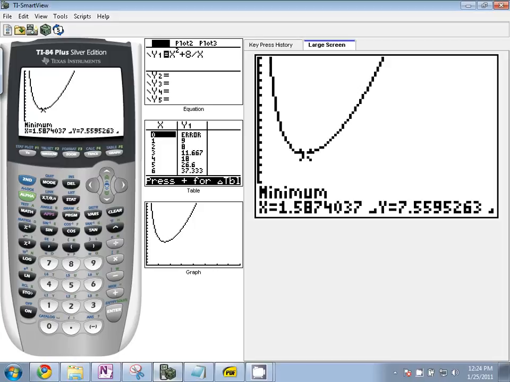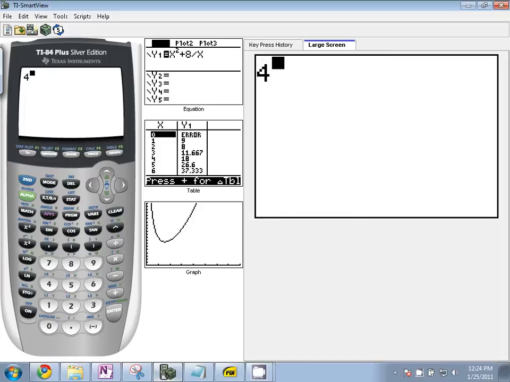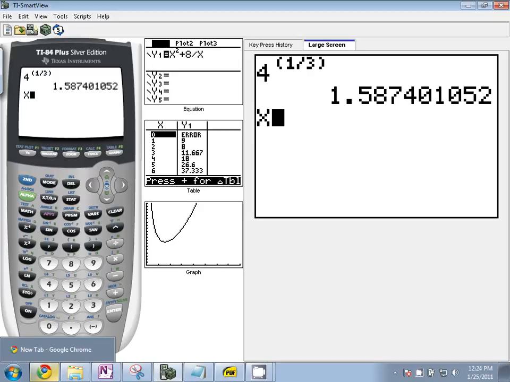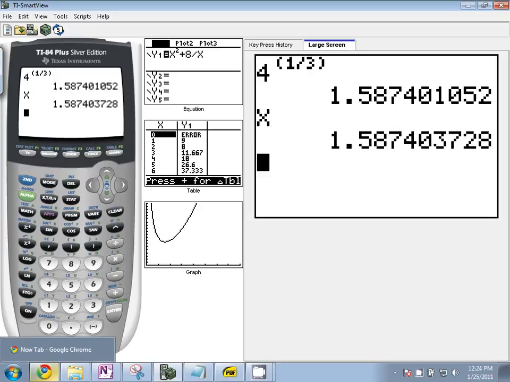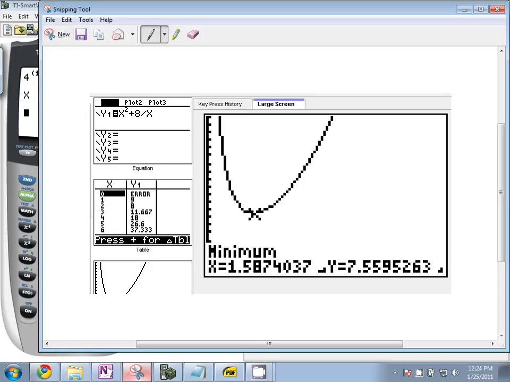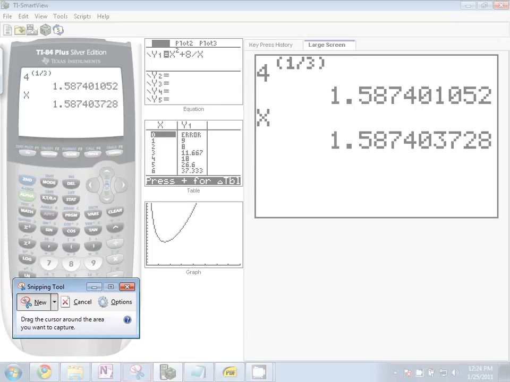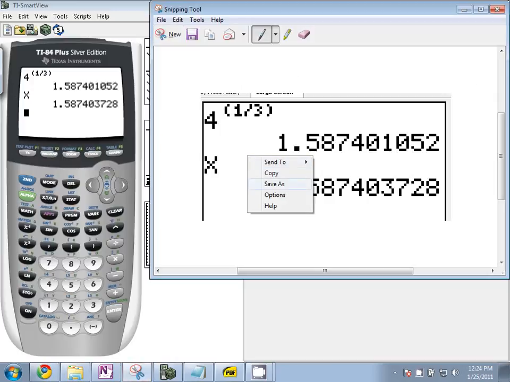Look at this, everybody. Let's quit this. 4 to the, how do I do 1/3? Just 1 divided by 3. That's cube root. Press enter. What was x? Pretty cool, huh? So you're going to learn how to do that in calculus. Are you excited? You're excited. I know you are.